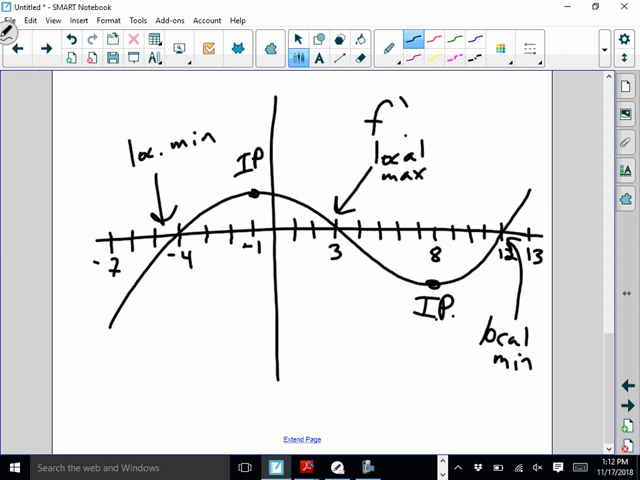How about this? Where is f concave up? F is concave up from -7 to -1, union 8 to 13, because that's where f prime is increasing. Where is f concave down? Easy, from -1 to 8, because that's where f prime is decreasing. So again, f prime being positive or negative tells you whether f is increasing or decreasing. F prime increasing or decreasing tells you whether f is concave up or concave down.